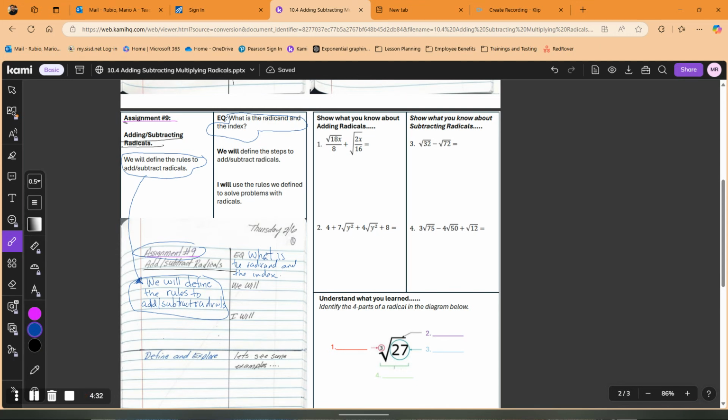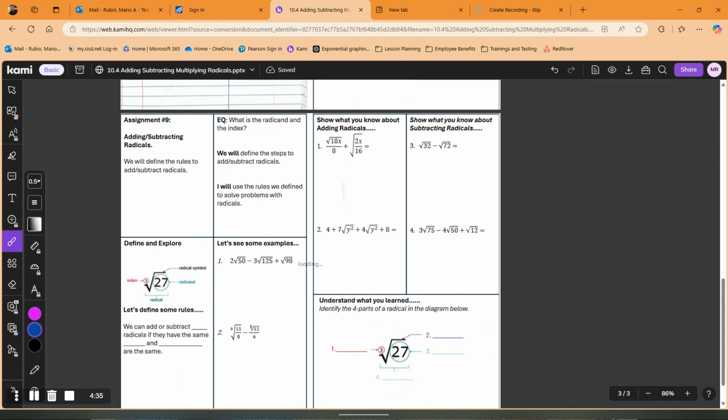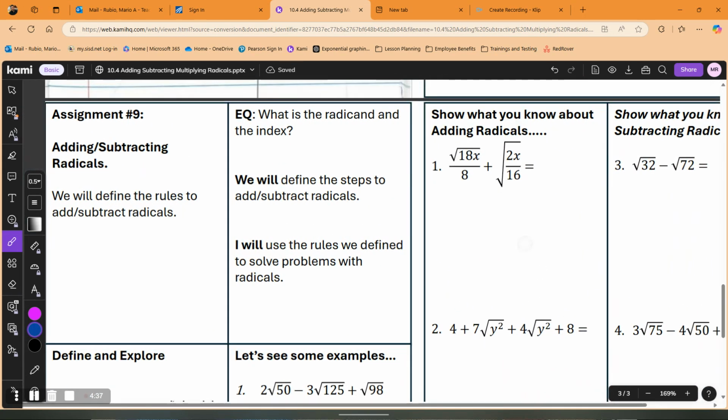Let's go ahead and get to the actual notes part. Here's what we're covering today. Assignment number 9, adding and subtracting radicals. We will define the rules to add and subtract radicals. Today we are going to figure out what is the radicand and what is the index. So we've got some definitions here. We will define the steps to add and subtract radicals, and you all will use the rules we define to solve problems with radicals.